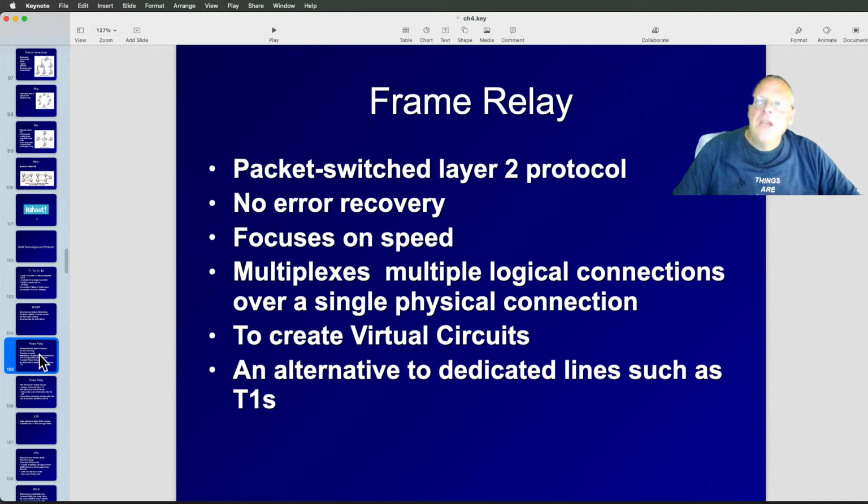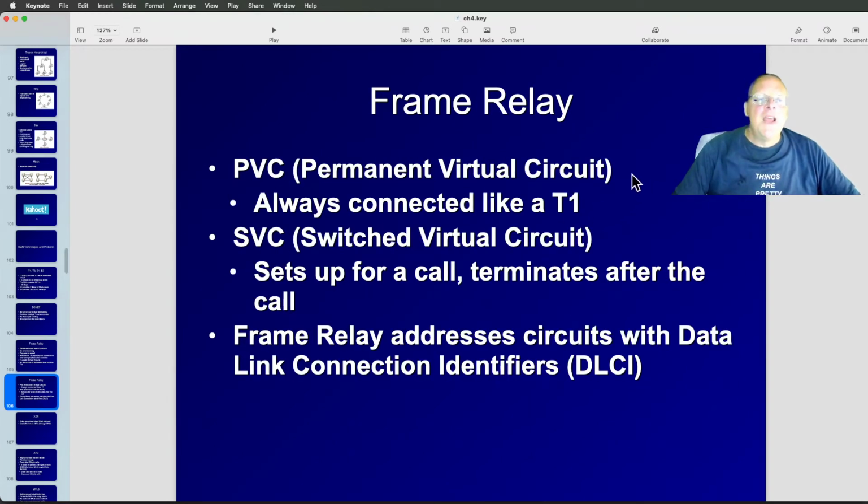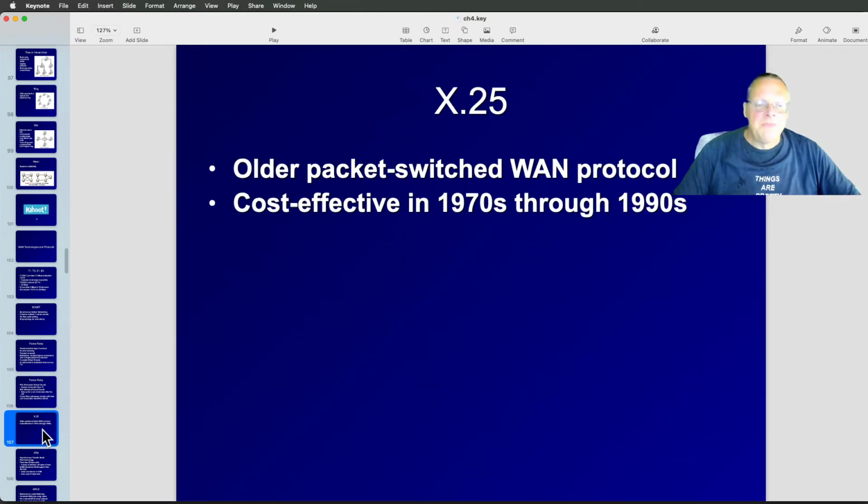Frame relay is a system designed to let many people share the same wires and get guaranteed bandwidth from one point to another, so it sorts the packets. So you can create a virtual circuit, which is as if you had a dedicated line like a T1, but at a lower cost if you want less speed. So you can have a permanent virtual circuit or a switched virtual circuit, and it addresses these circuits with data link connection identifiers in the packets. X25 was an older way of doing the same thing that was used up through the 90s.